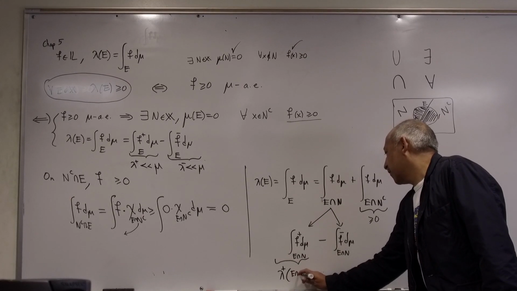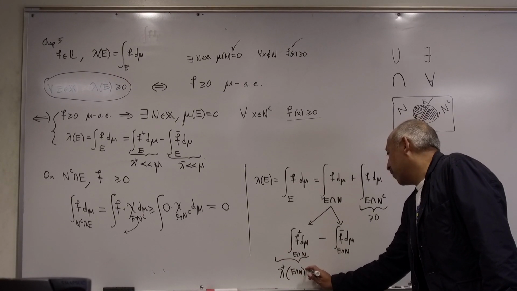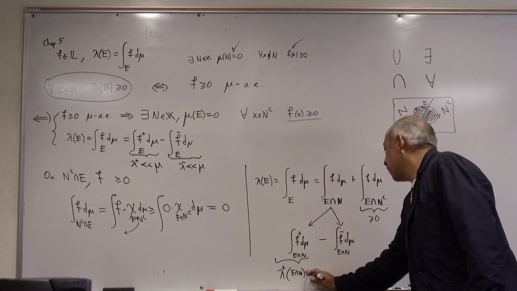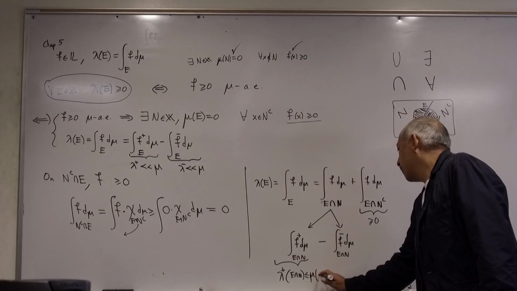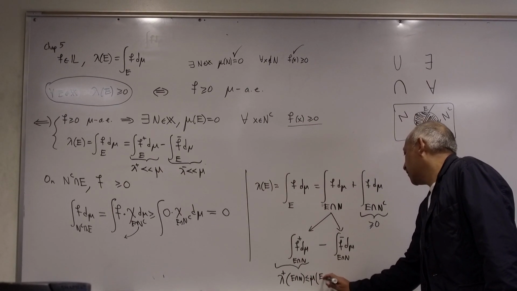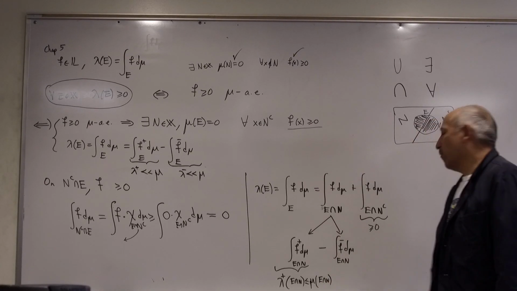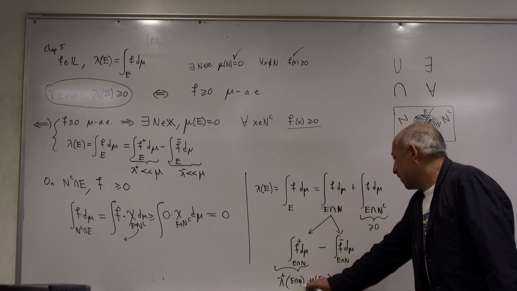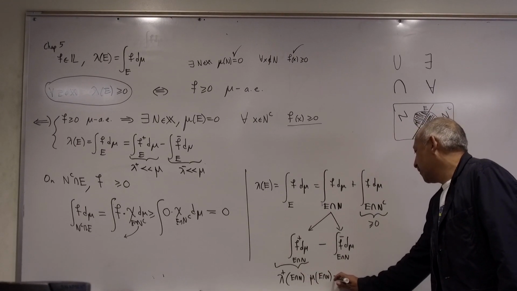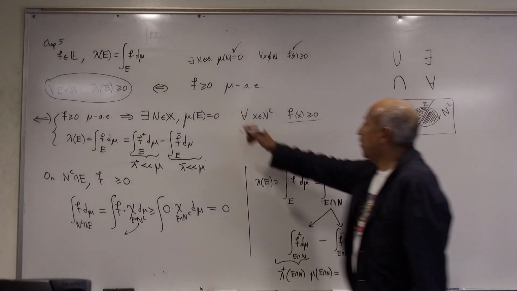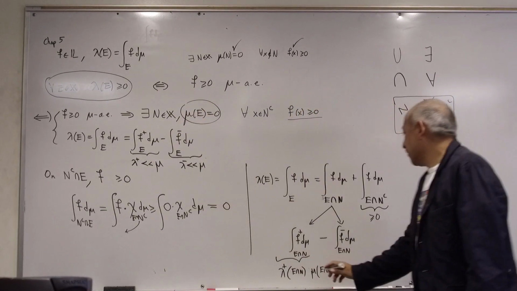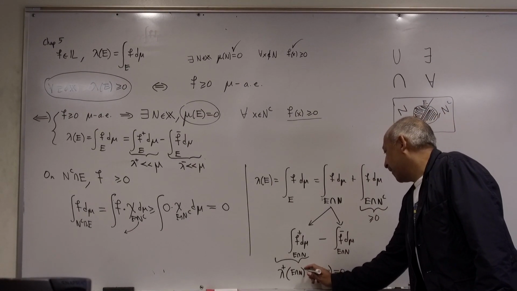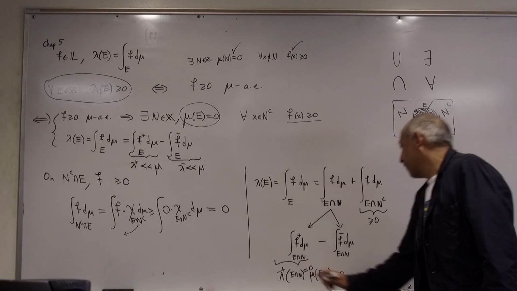E intersection N, right? Which is less than or equal, because it's absolutely continuous, this is less than or equal to mu of E intersection N. Well, it's not less than or equal, but this guy is 0. Do you guys agree that this is 0? Why is this 0? Because the measure of E is 0, so the measure of something smaller is also 0. When this is 0, that implies that this guy is 0.